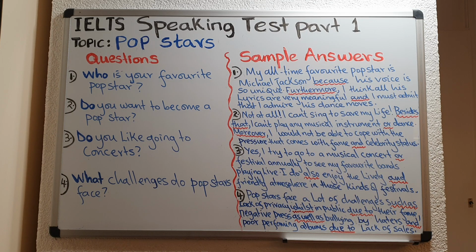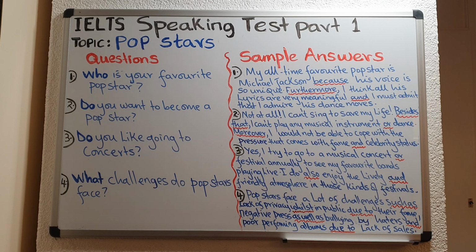Lack of privacy whilst in public due to their fame. Negative press, as well as bullying by haters and poor performing albums due to lack of sales. So to introduce my challenges, I have used such as, well as. I have also used and to give the reasons I have used due to. Okay? Such as lack of privacy whilst in public due to their fame.